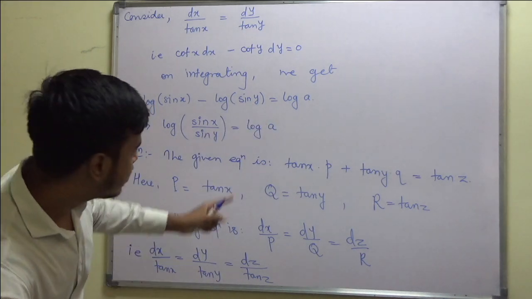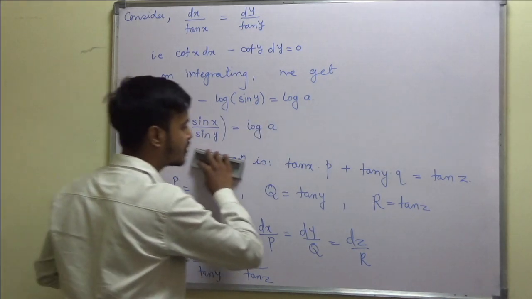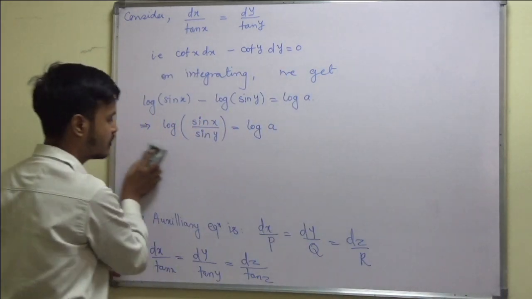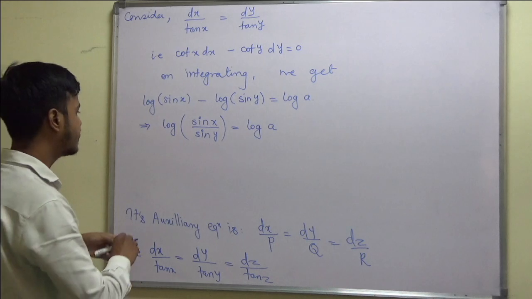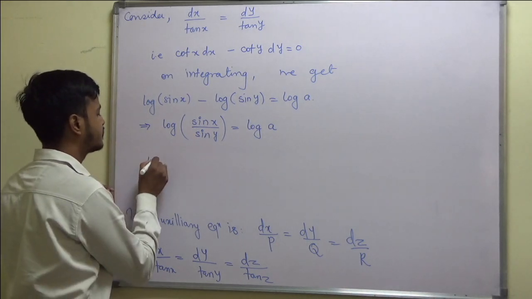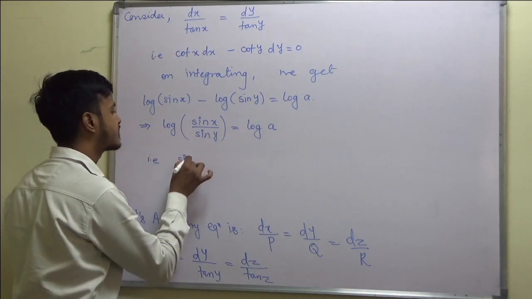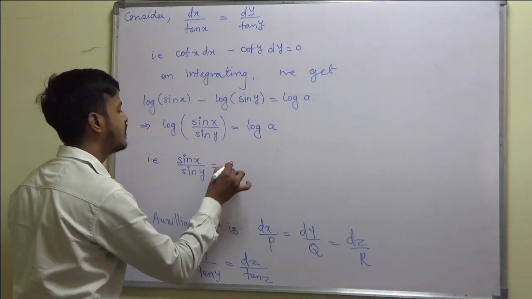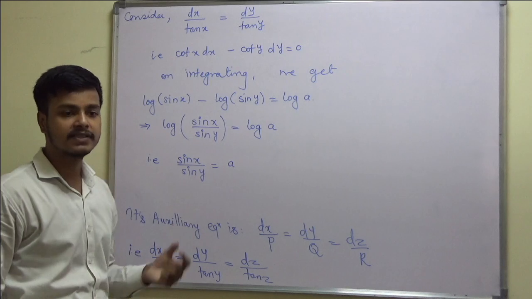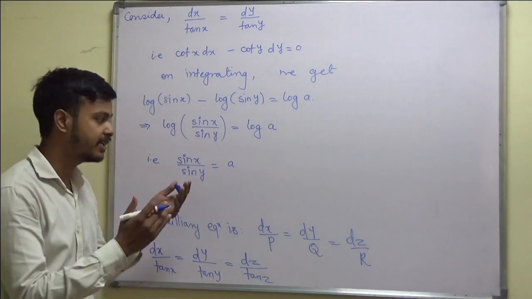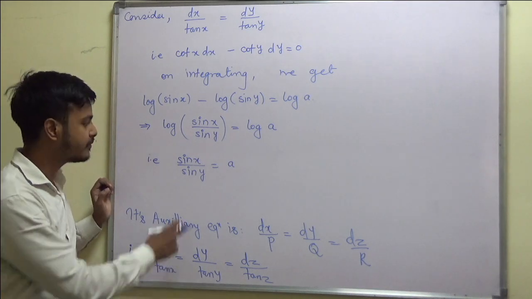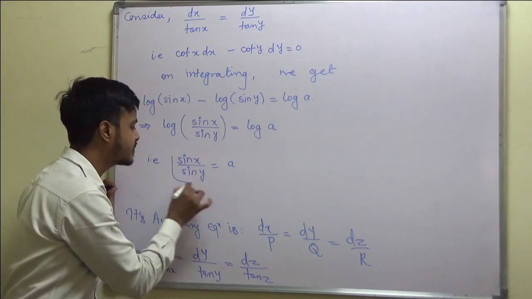Now the log gets cancelled from both sides by taking exponentiation. So what will we be getting? We'll be getting sin x upon sin y is equal to a. Okay, so that is the first integral curve, or first integral solution, or first integral surface. This is the first solution.